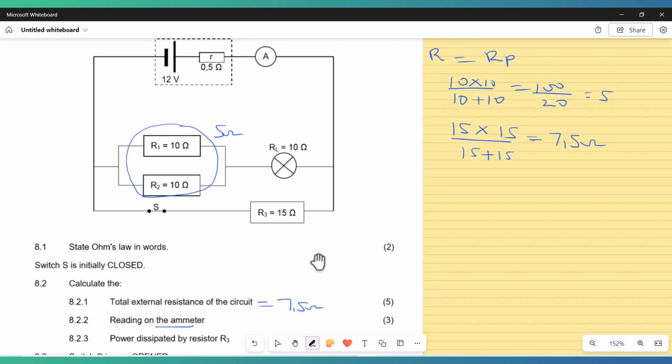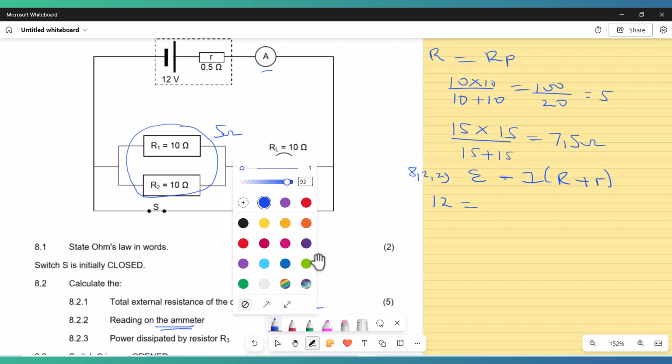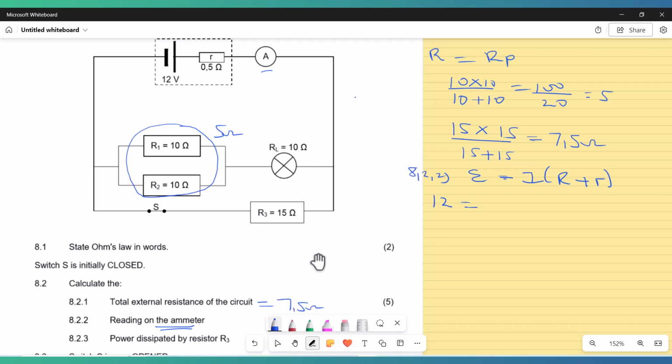Now the ammeter reading. Because I know my external resistance and I know the EMF, I can find my ammeter reading. What do we know? EMF equals the current I, open bracket, external resistance plus internal resistance. EMF given to me is 12. So 12 equals the current I which I'm looking for, open bracket here.